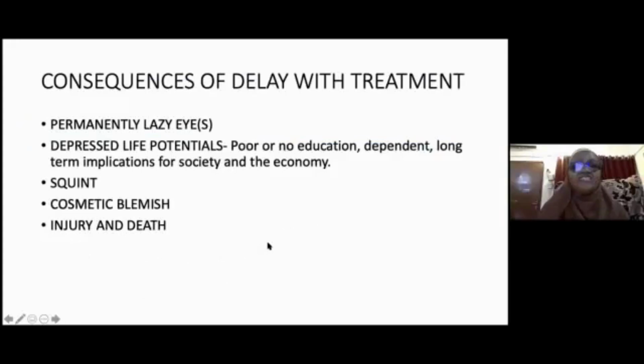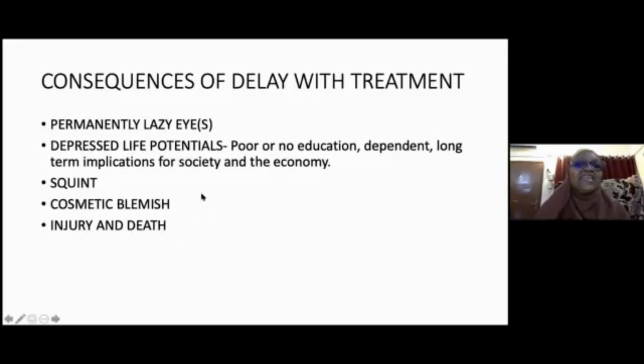Now, what are the consequences of delay with treatment? If you have a child with a cataract and nothing is done in good time, especially if it's in one eye, this can lead to permanently lazy eyes. We call them lazy eyes because the relationship between that eye and the brain degenerates, and the brain is literally no longer interested in dealing with that eye, and so forgets about it. Whenever you test such a child, you find out one eye sees beautifully well, the other eye is seriously lagging behind. In medical terms we call this amblyopia, but commonly it is known as lazy eyes.